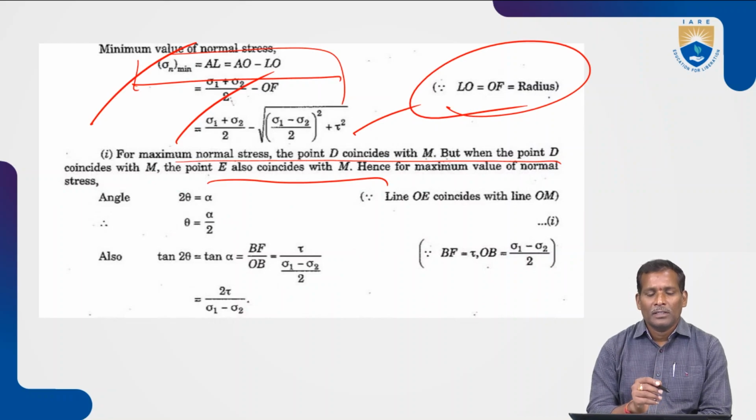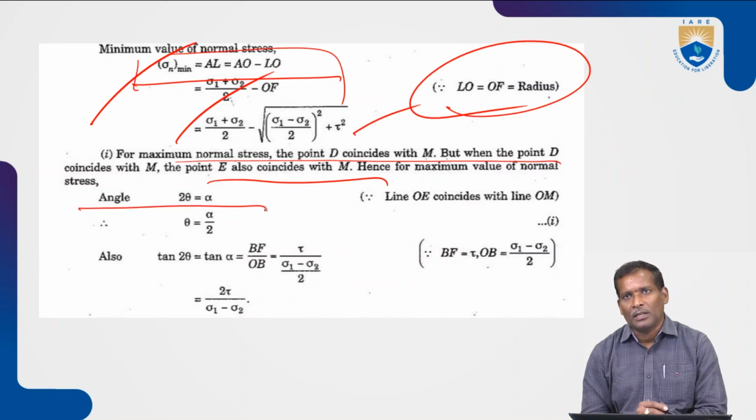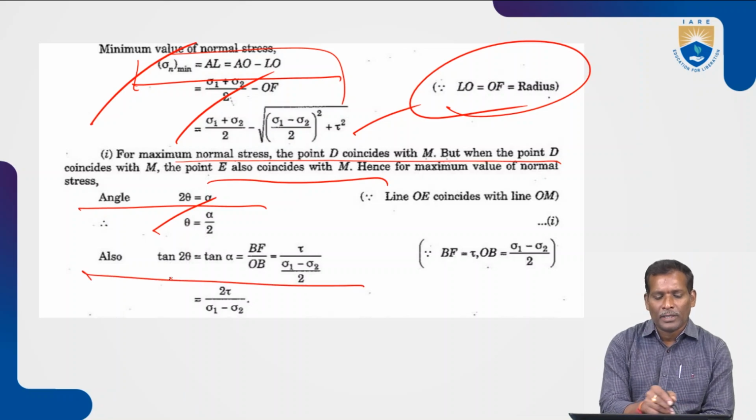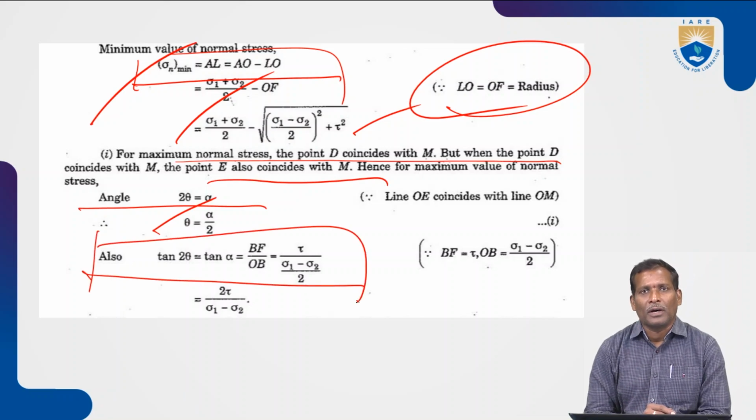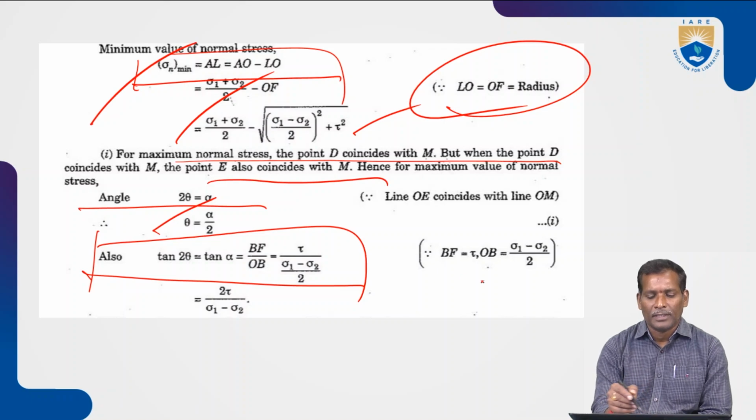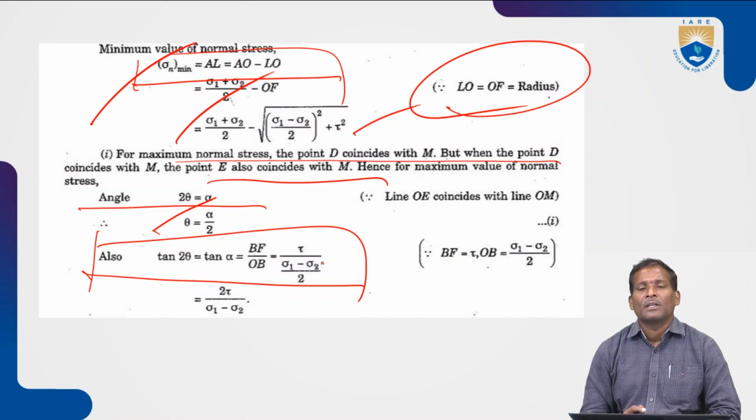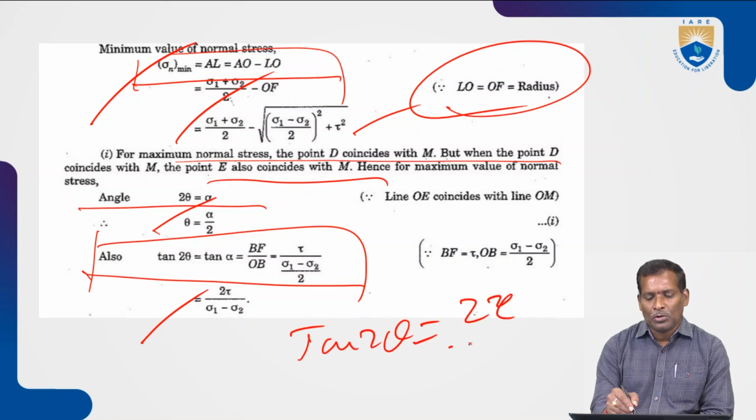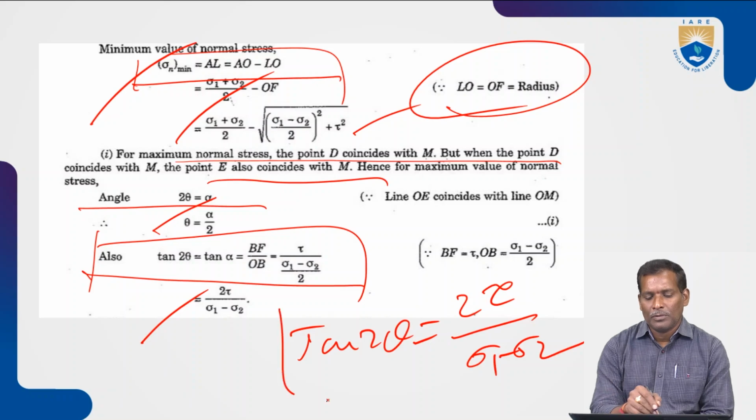See, when the angle 2 theta is equal to alpha, the line OE coincides with the line OF. Thus theta is equal to alpha by 2, and then tan 2 theta is equal to tan alpha. That is, you can write in terms of tau by (sigma 1 minus sigma 2) by 2. Clear? Here we have shown that tan 2 theta is equal to 2 tau by sigma 1 minus sigma 2.